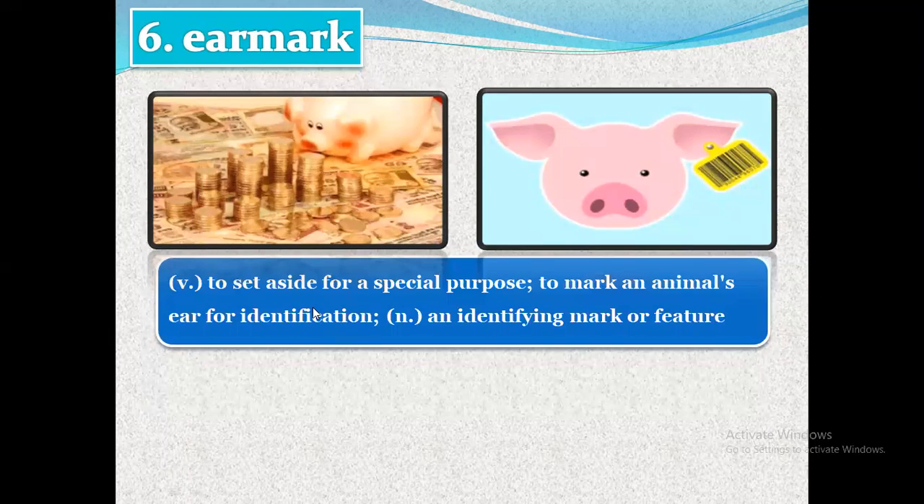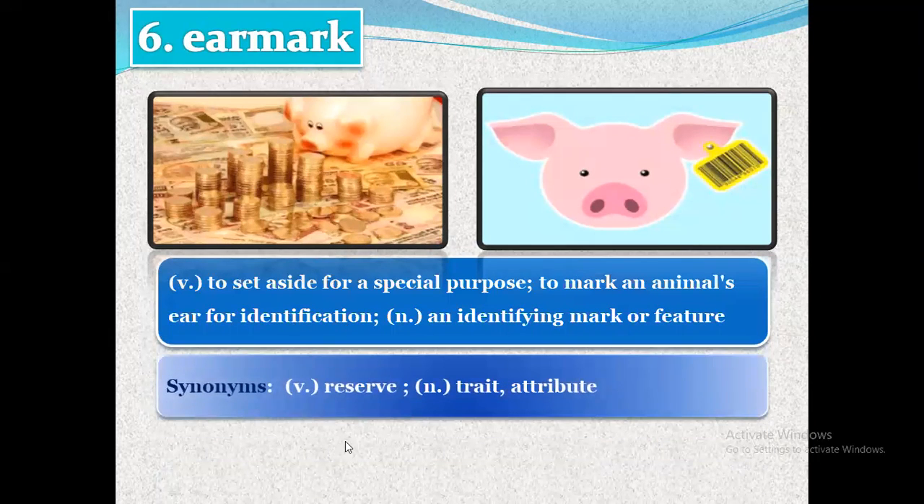For example, if you are going to do some kind of experiments on animals, you try to mark them, it's called earmark. As a noun, it means an identifying mark for the feature. So the mark itself can be called an earmark, or to put the mark on an animal, or even to save or set aside. The synonyms are reserve as a verb. As a noun, we have trait or attributes like quality, characteristics, and so on.